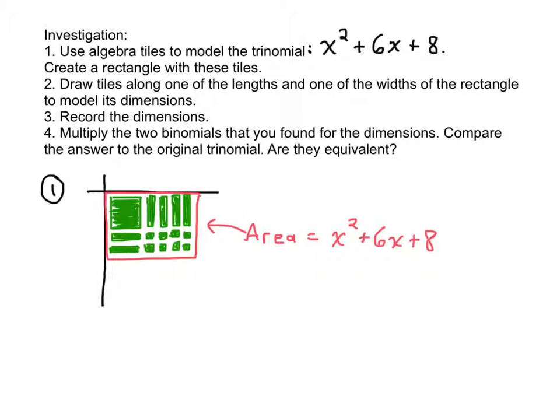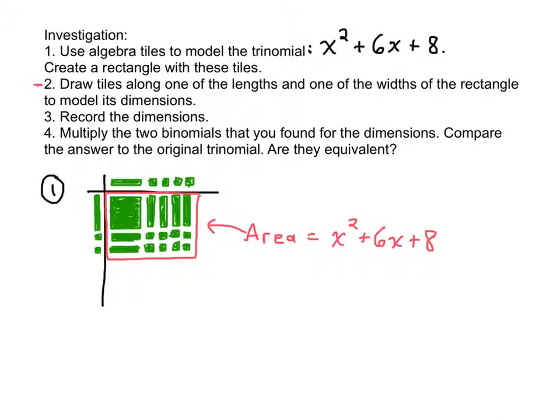Then in the next step, number 2 here, I have to draw tiles along one of the lengths and one of the widths of the rectangle to model its dimensions. And that's why I drew this little grid here. We have to lay tiles along the edges of this grid so that they match up with the dimensions of our area. So on the width here, I drew in an x tile because it matches with the x side length of the x squared tile, and 2 ones tiles that match up with that edge length of the x tiles. Along the length on the top, I need to draw an x tile, and then I need 4 ones tiles to match up with those columns.